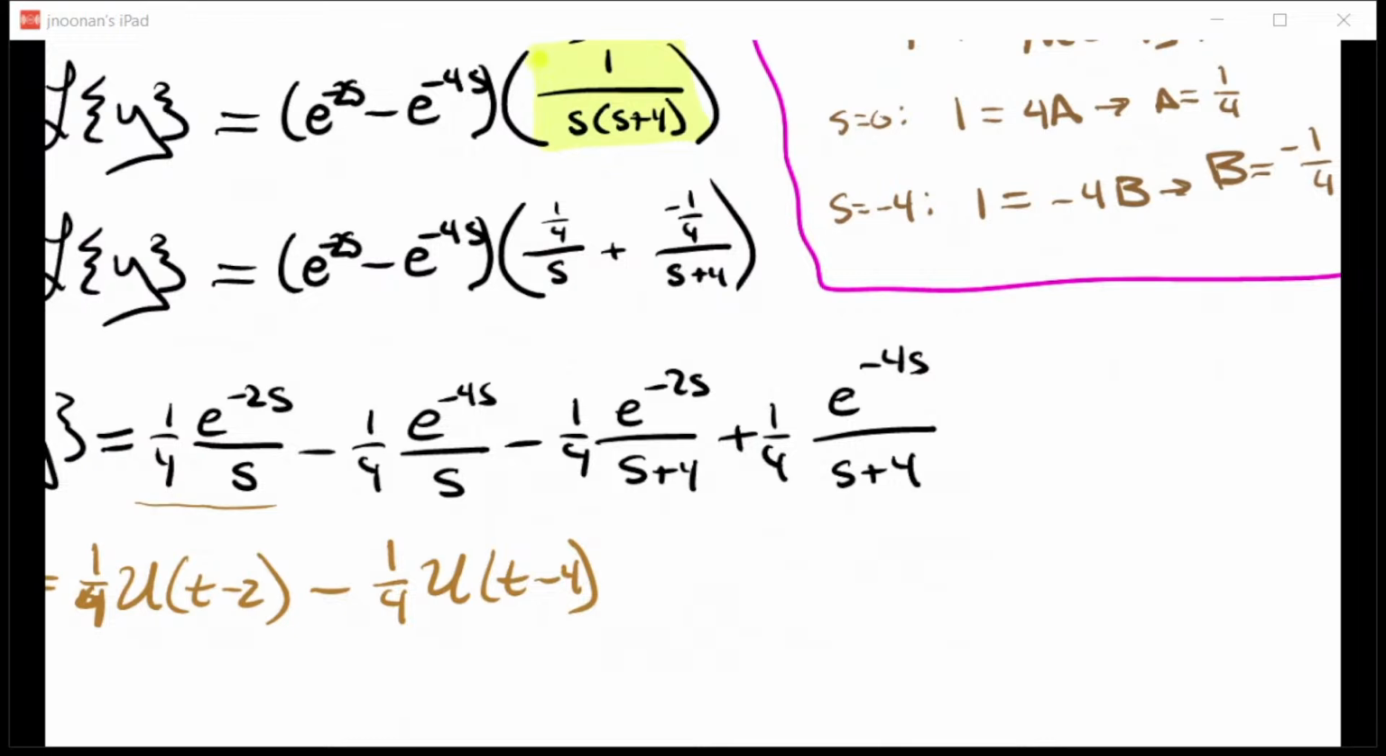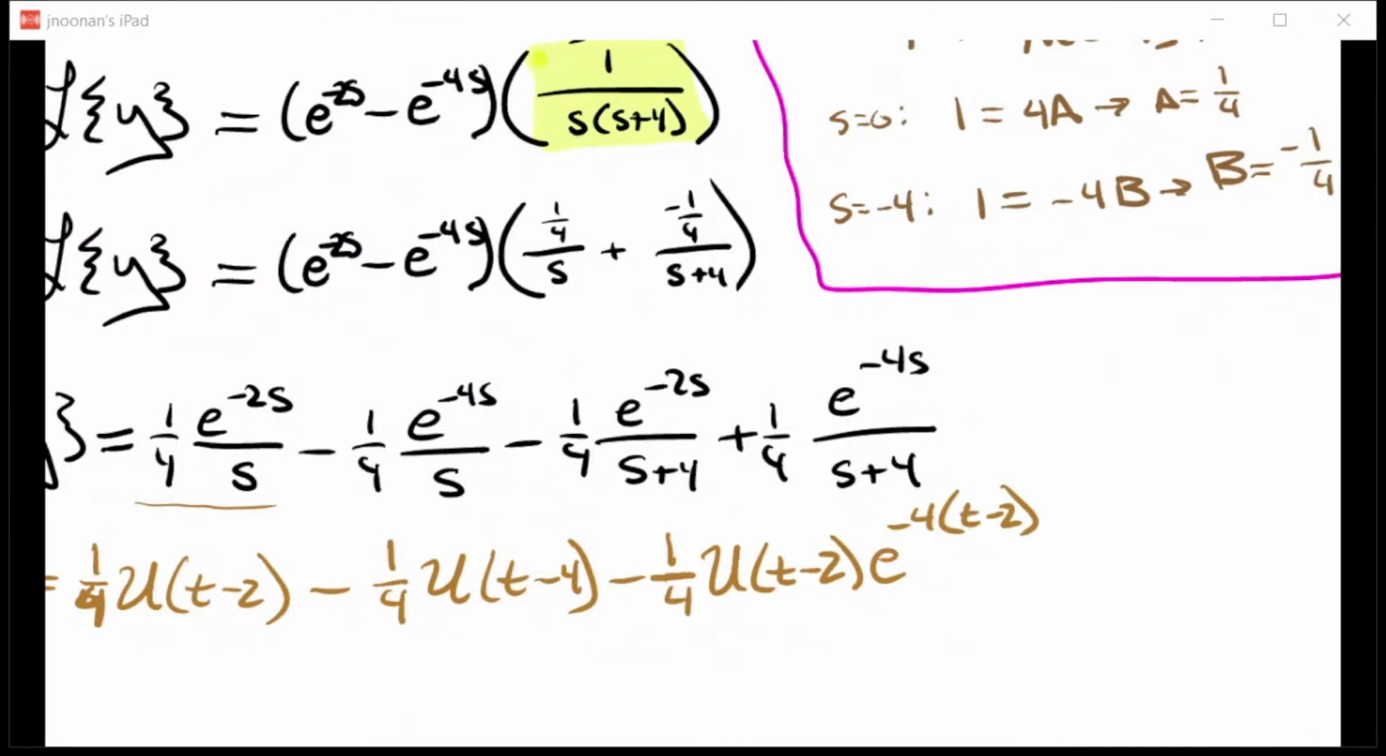Peyton is here, though. What do you think of that next one, the 1/4 e to the negative 2s over s plus 4? So just build it like little building blocks, like Legos. We got the 1/4, I'll put that down. Yeah, so, 1/4 u of t minus 2 times e to the negative 4, okay, so t minus 2.